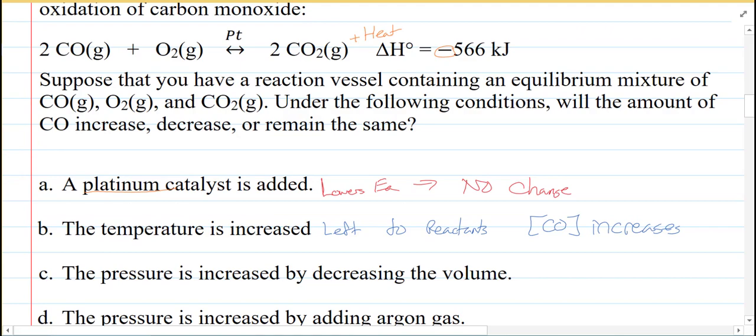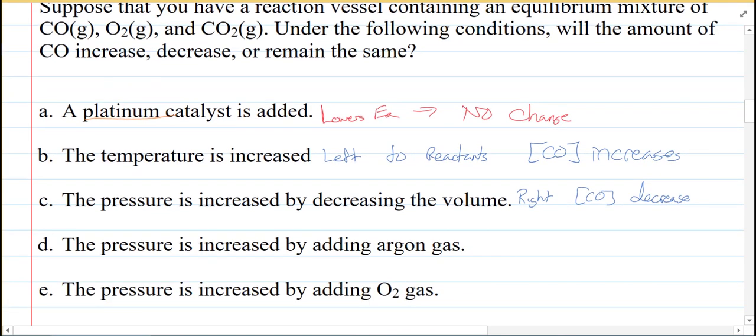The pressure is increased by decreasing the volume. Well, we have how many moles of gas? 3 moles of gas on the left and 2 moles of gas on the right. So that would mean I would go to the right, which means the concentration of CO would decrease.